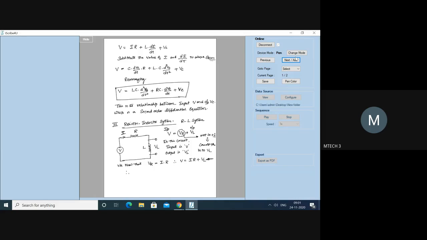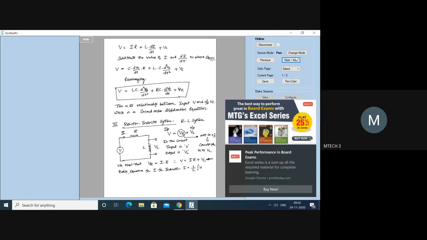Now we write the equation. What is the basic equation for I for an inductor? Tell me. I is equal to 1 by L into integral of VL into dt. Correct, right? Yes or no? Yes, sir.